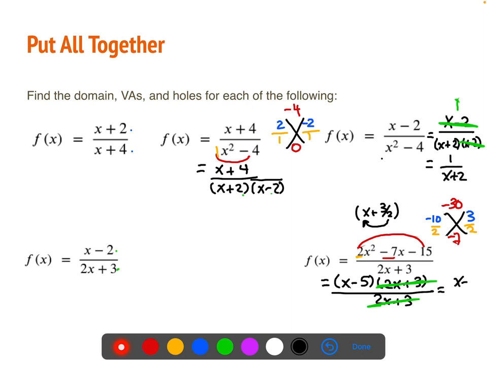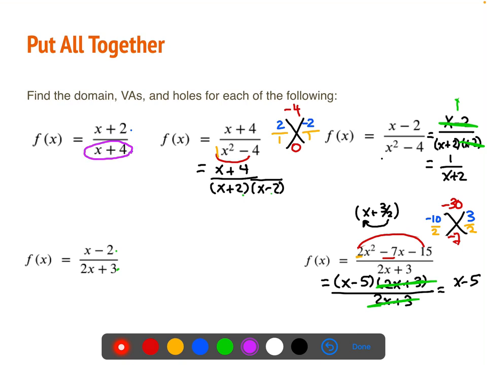Now, after both of those that I canceled, this became 1 over x plus 2 left. And this one becomes just x minus 5 because the other stuff's canceled. All right. Now I'm going to start getting to work.